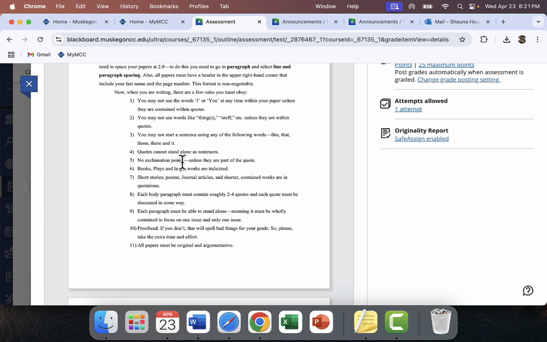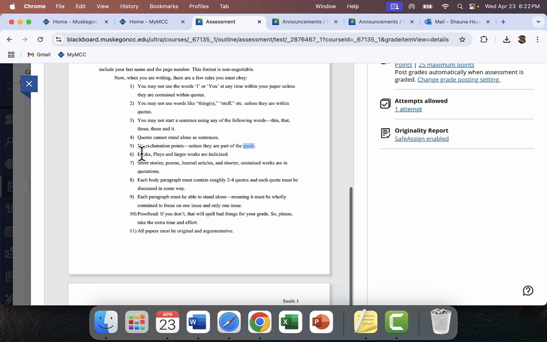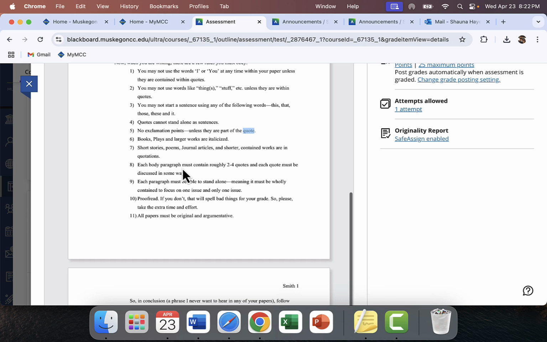Do not use any exclamation points unless they're part of a quote. It's just not necessary for this type of writing. Books, plays, and larger works are italicized, so these are titles. So titles of books, plays, and longer works are italicized. Short stories, poems, journal articles, and shorter works are in quotations.